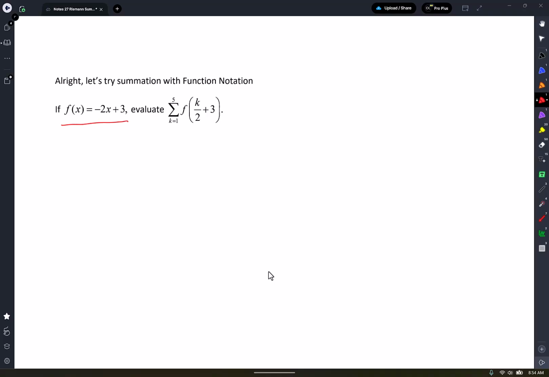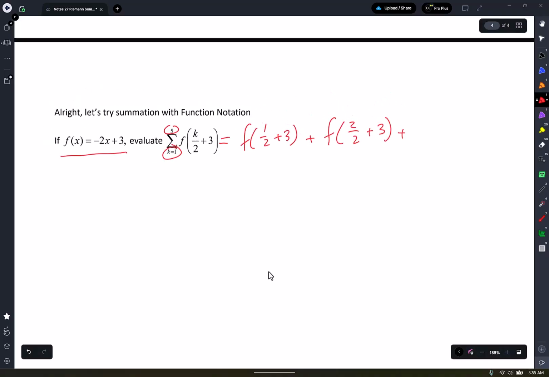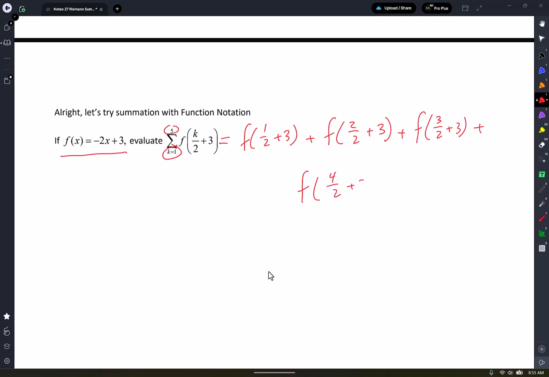And they told me that it wants me to do this. So, all right, equals. I'm going to start at 1 and stop at 5. f of 1/2 plus 3 plus f of 2 over 2 plus 3 plus, am I going to be able to fit it? f of 3 over 2 plus 3 plus f of 4 over 2 plus 3 plus f of 5 over 2 plus 3.